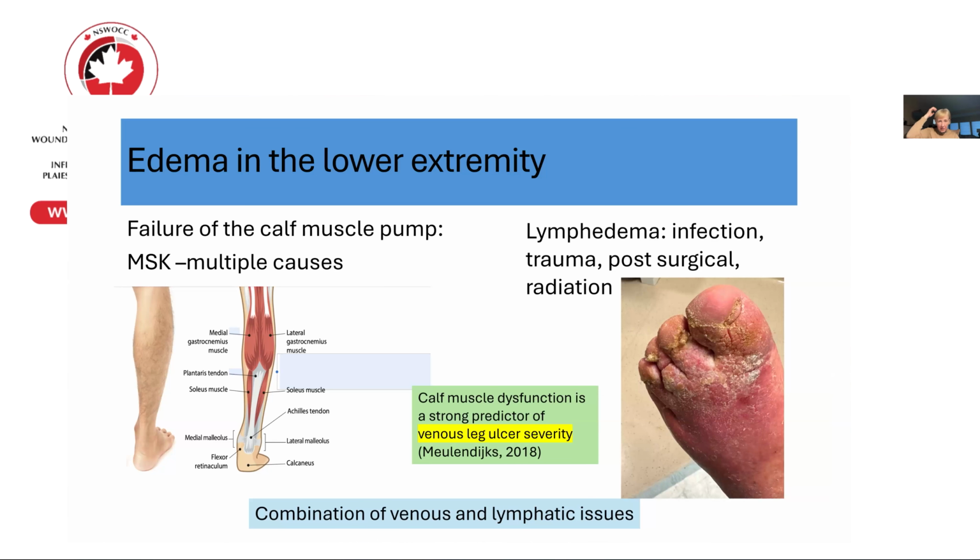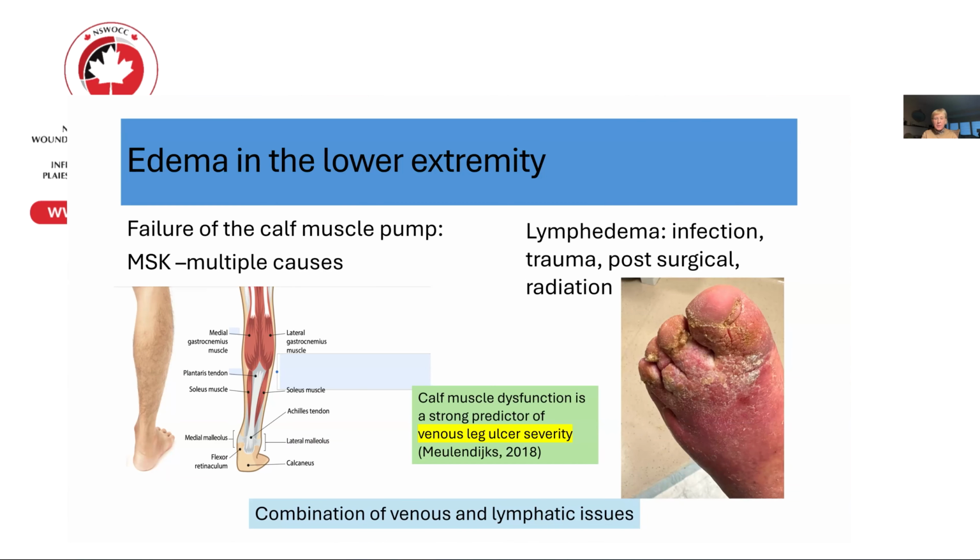But the big ticket item here is edema related to failure of the calf muscle pump. And we're going to spend a lot of time talking about the implications of this. We have the gastrocnemius muscles in your calf along with the soleus, and those muscles work hard when your foot flexes and extends to move fluid out of the extremity. And calf muscle dysfunction is a really strong predictor of venous leg ulcer severity.